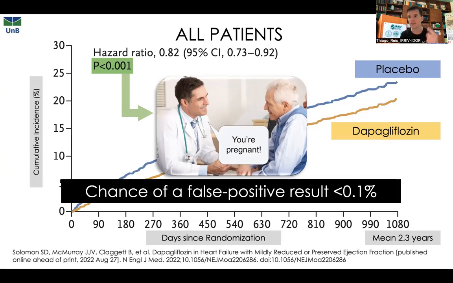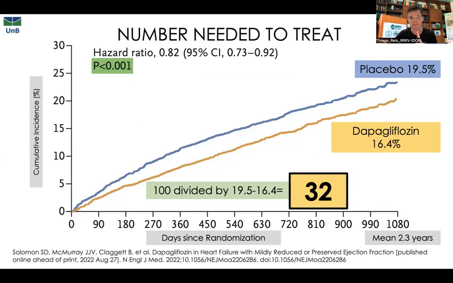0.1%. But still, there is a chance that this is a false positive result. So we are saying that Dapa is better, but this could be a false positive. I could say to this older man that he's pregnant, but the chance of that happening now with the results is 0.1%.